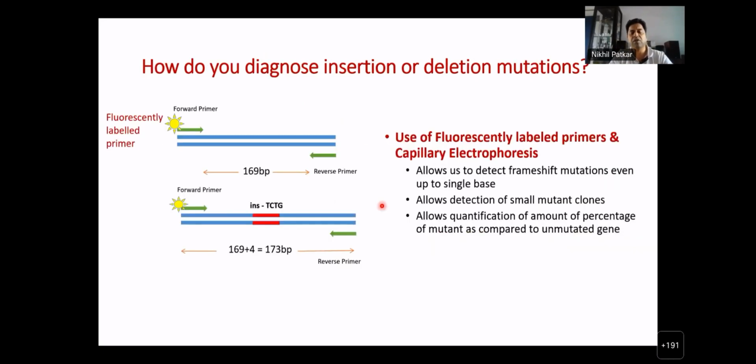So how do you detect indels like this? What we do when you have highly polymorphic regions where indels predominate is that you use something known as fluorescently labeled primers and capillary electrophoresis, also called fragment length analysis.